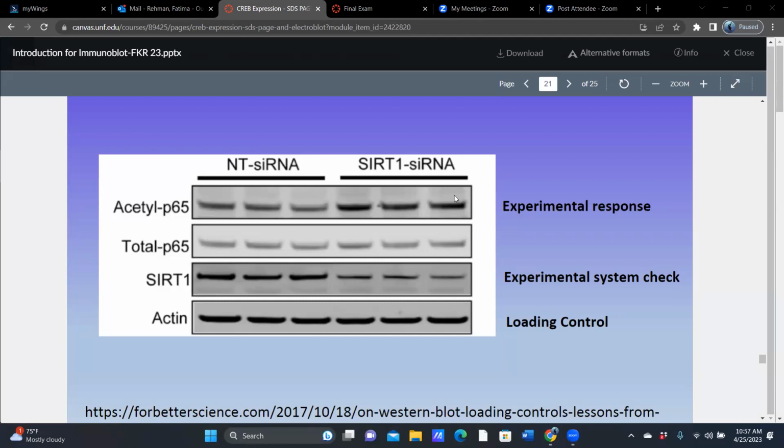So finally, we look at one of those post-translational modifications that may be activating or inhibiting the system. And in this case, it's the acetylation of P65. What happens when we inhibit SIRT1? Does the acetylation of P65 increase or decrease?